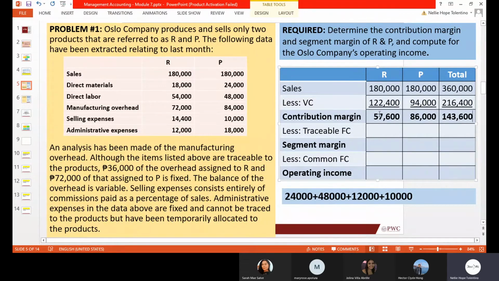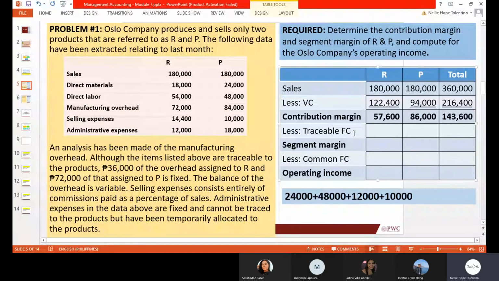And you should always do cross-footing too. So kung i-add mo to, 57,600 plus 86,000, dapat 143,600 pa rin yung result. Just to make sure lang na tama yung formula. That's what you do in a tabular formula. Kapag naka-table yan, you can do footing and you can do cross-footing, just to make sure na tama yung answers. So, sige. Let's move on.